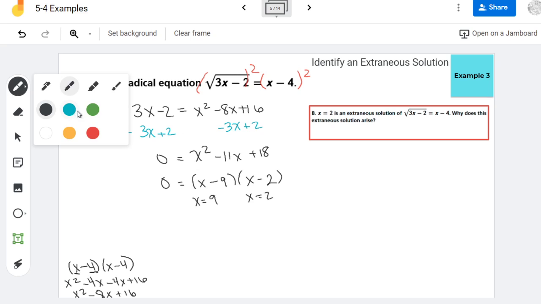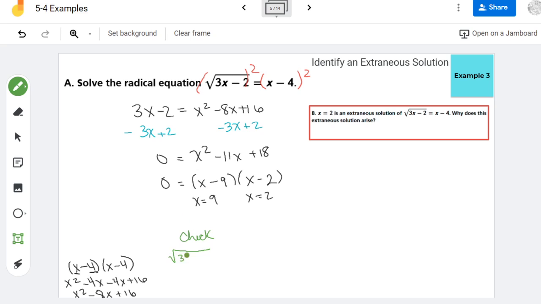So now we got to check, right? So first I'm checking with the 9, so I have the square root of 3 times 9 minus 2 is equal to 9 minus 4. So 3 times 9 is 27, minus 2 is 25, 9 minus 4 is 5, and the square root of 25 is 5. So we know that 9 is good.